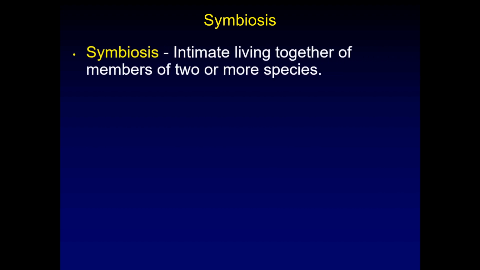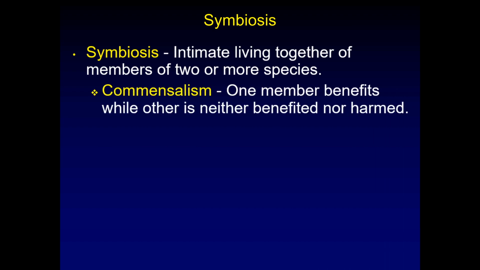Symbiosis is an intimate living together of members of two or more species. This isn't like how I have grass in my front yard, so I have a symbiosis with the grass. This is where one species really relies on the other, where they're interconnected. So commensalism is where one member benefits while the other is neither benefited nor harmed.